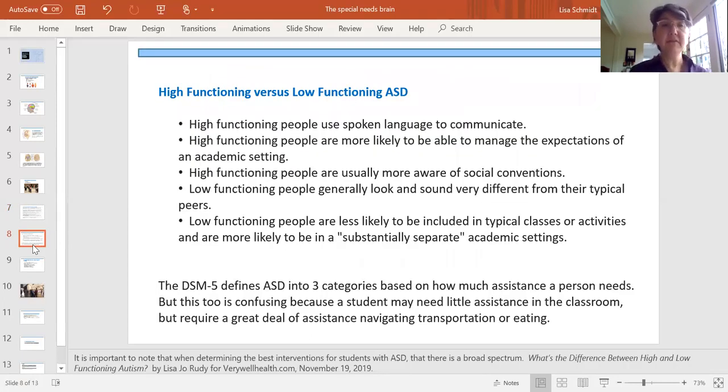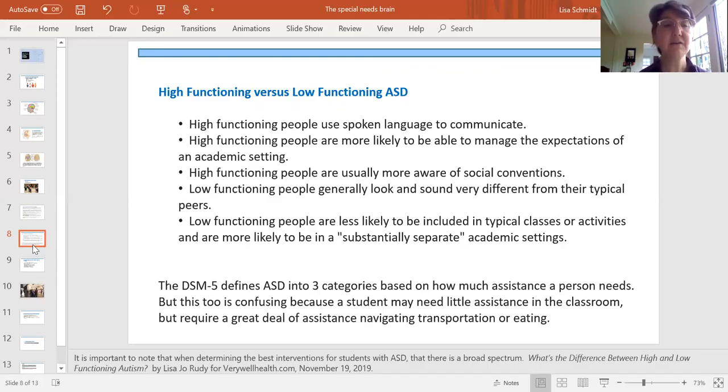So I think it's important to have a distinction between high functioning and low functioning ASD, because the spectrum is so very broad. So in this differentiation, I've decided to use some differences that were described in an article written by Lisa Jo Rudy for verywellhealth.com, called "What's the Difference Between High and Low Functioning Autism?"